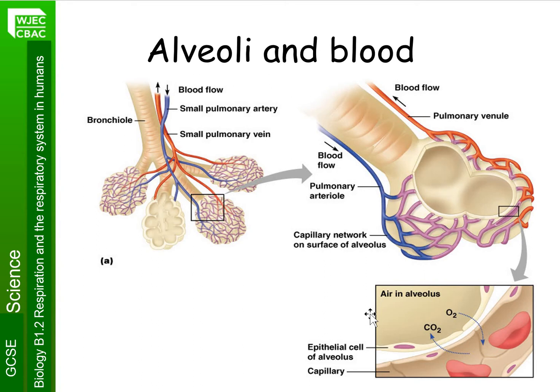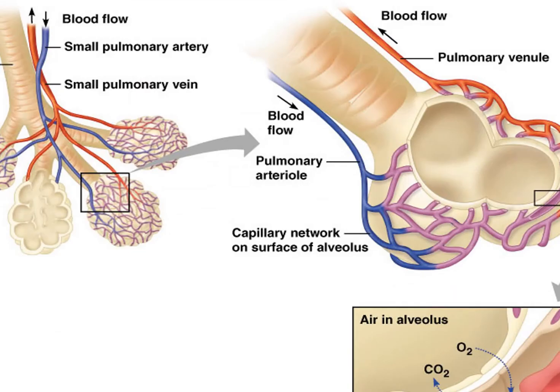Now, on page 18 in your booklet, if you turn the page sideways, you should be able to see the structure of an alveolus. And so we can see your picture is black and white. I'm going to show you in colour what it looks like.